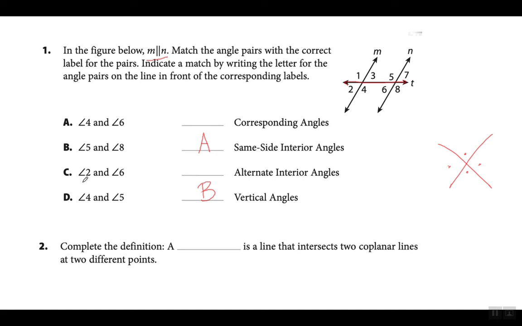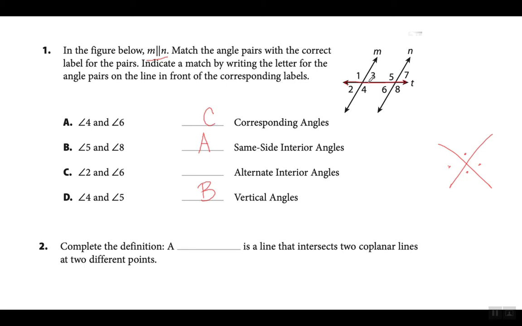Alright, letter C, angles 2 and 6. Alright, 2 and 6, those are corresponding angles because they're both in the same spot. If we look at it as this is one diagram and this is another one, angle 2 is on the bottom left, just like angle 6 is on the bottom left in this one. Alright, so that's going to be corresponding angles.